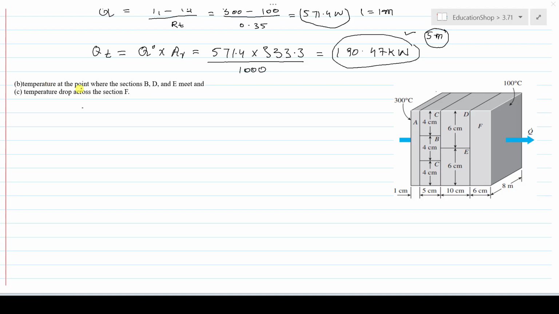Now come to the second requirement that is asked in the statement, which is to find the temperature at the section where B, D and E meet. This is B, D, E. So they meet here. You need to find the temperature of this point, let's say TB.